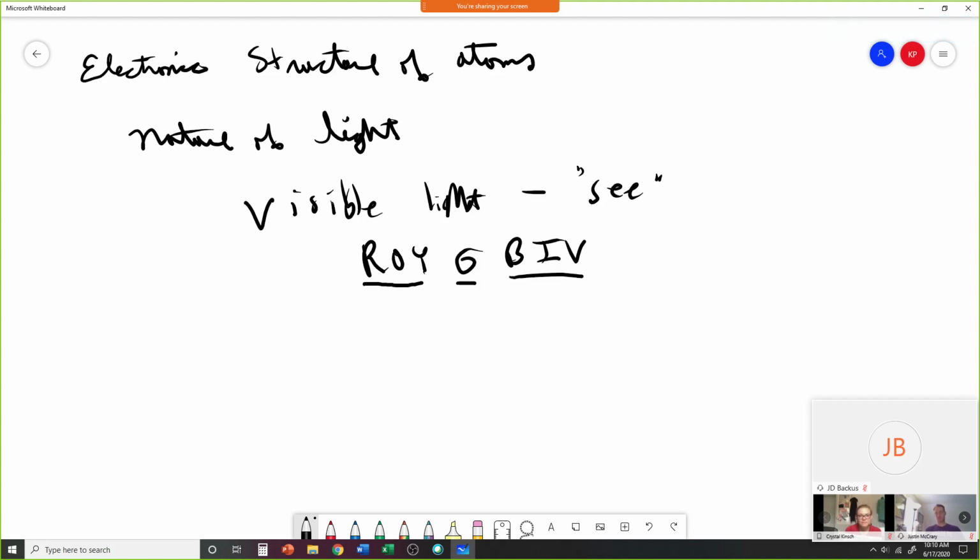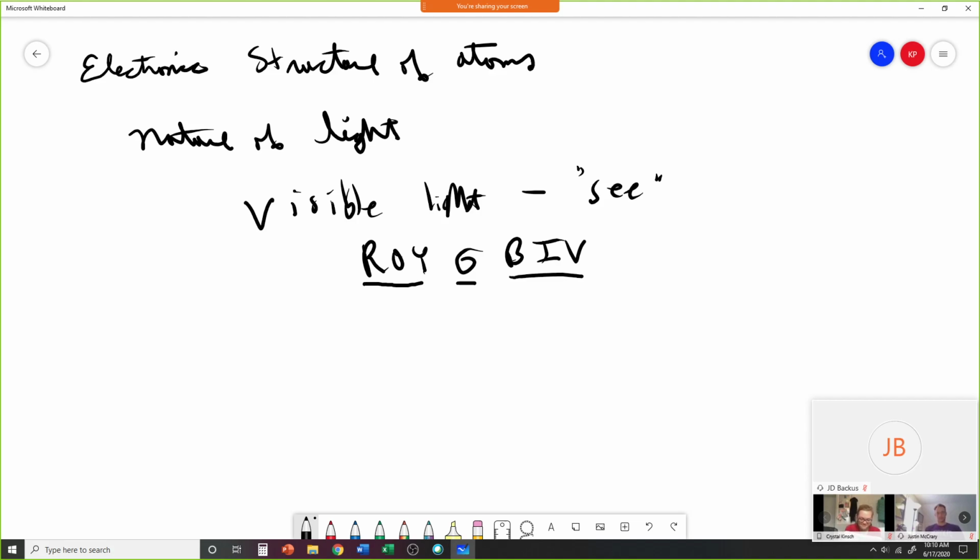Okay? Now, it turns out that when we talk about light, and for y'all's information, when I went to grad school, I started out as a molecular spectroscopist, which meant I used lasers. It's a fancy way of saying I had lasers on sharks. And so that's what I used.